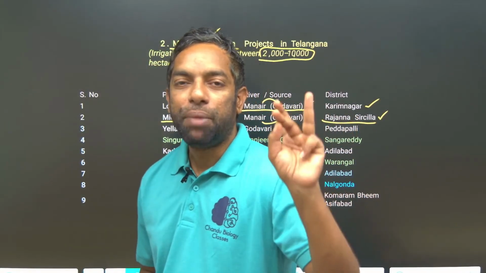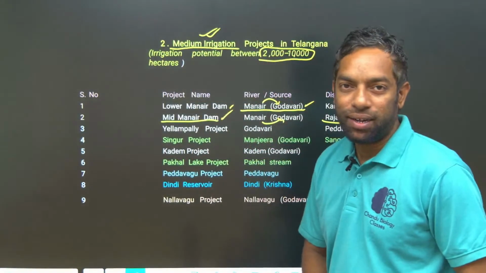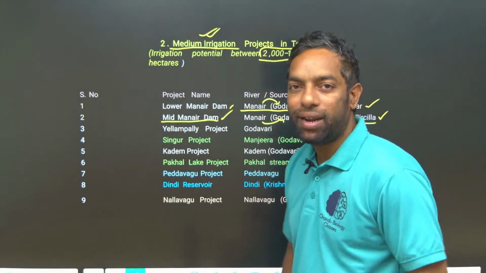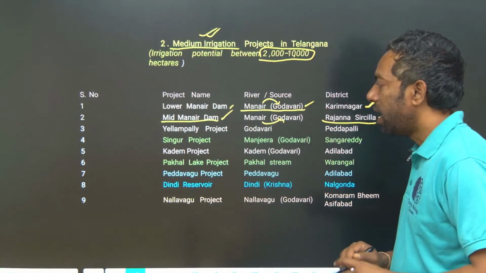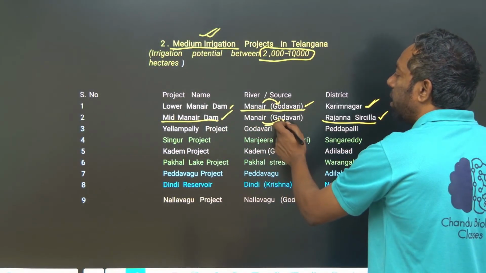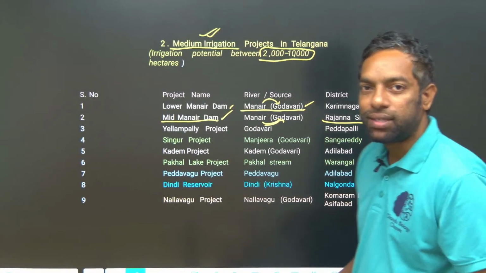Maner has three projects: Lower Maner, Mid Maner and Upper Maner. Lower Maner and Mid Maner are medium irrigation projects. Upper Maner is a minor irrigation project, in a different area of Karimnagar district. Lower Maner is near Karimnagar, and Mid Maner, also on the Godavari tributary, is located in Rajanna Sirisilla. These two are the medium irrigation projects.